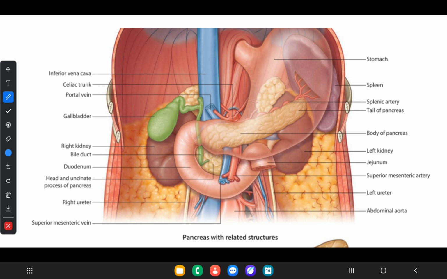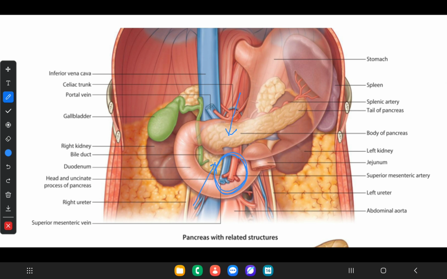When we talk about the head of the pancreas, you can see this is the pancreas. It is in the C-shaped concavity of the duodenum, and the blunt uncinate process arises from the lower part of the head. You can see here, and it turns to left behind the superior mesenteric vessels. These are the superior mesenteric vessels. So the uncinate process goes behind the superior mesenteric vessels.